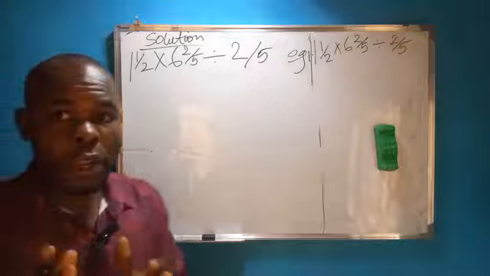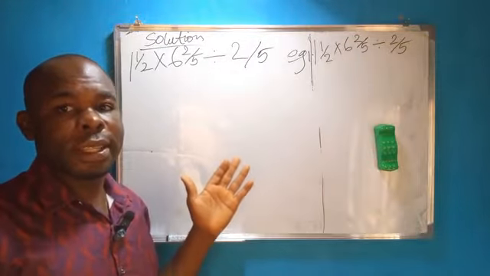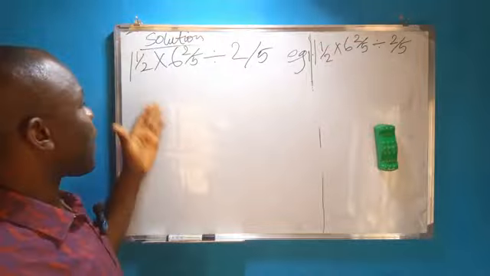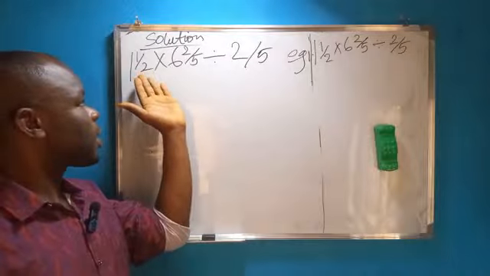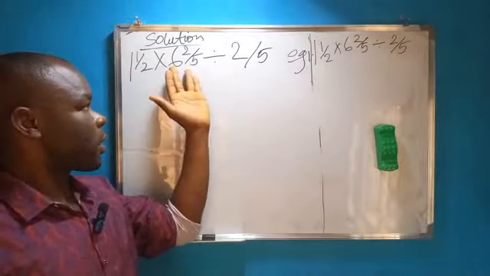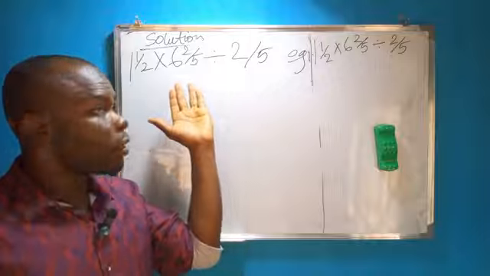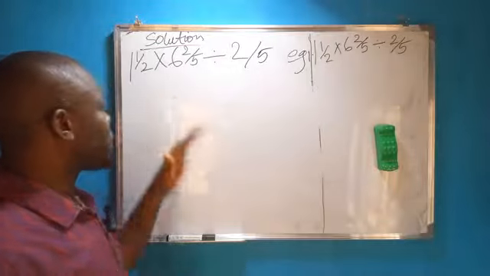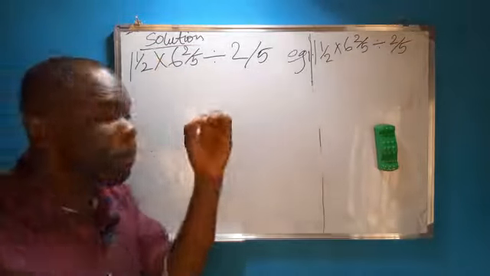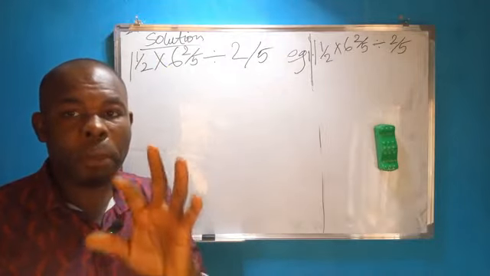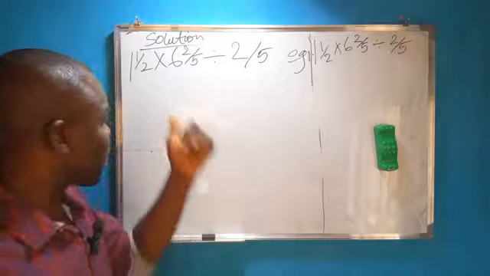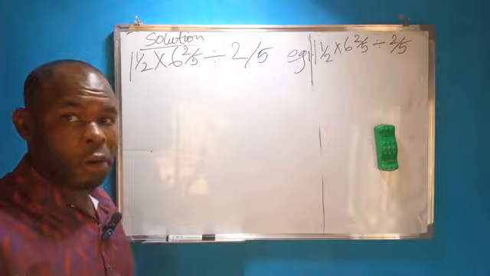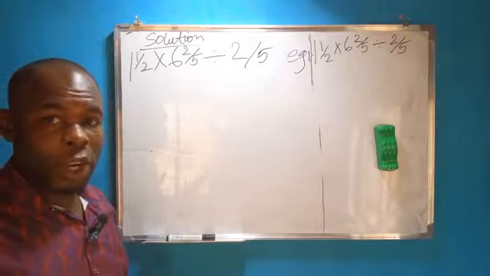The first step to follow in this mathematical problem is to change these mixed fractions to what? To normal fractions. Are you getting it now? To improper fractions. You change these mixed fractions to improper fractions. That's the first step you follow, so that you will not make mistakes or become confused.